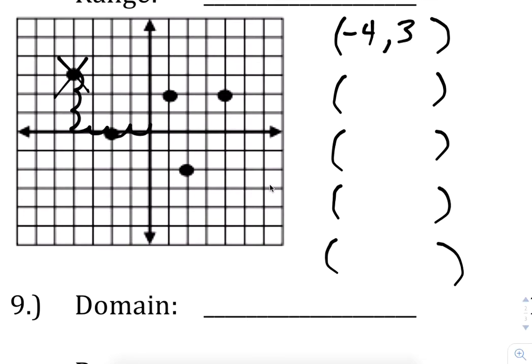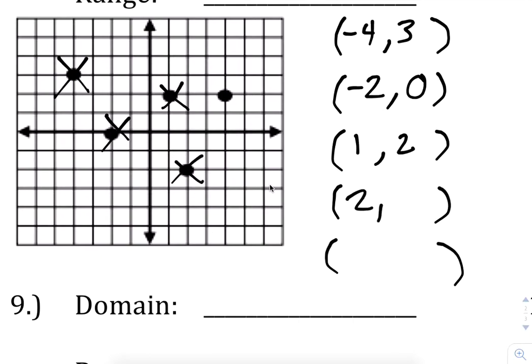So -4, 3. Next point, I'm going to do this one. It's -2 on the x-axis. It does not go up or down. I'm going to do this point next. 1, 2, 1 to the right, 2 up. This point is 2 to the right, down 2, so negative. Last point is 4, 2.